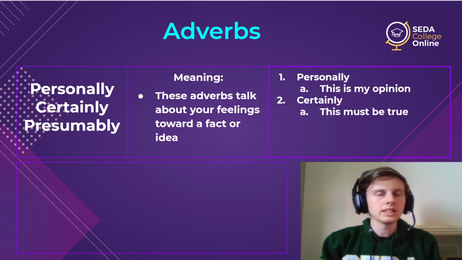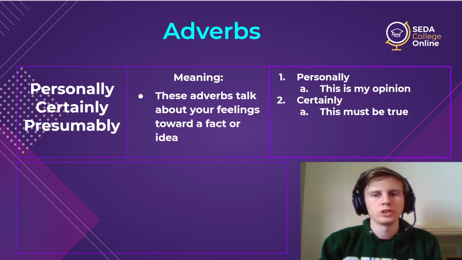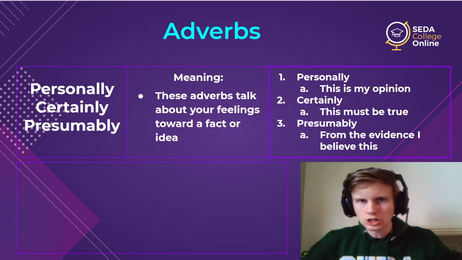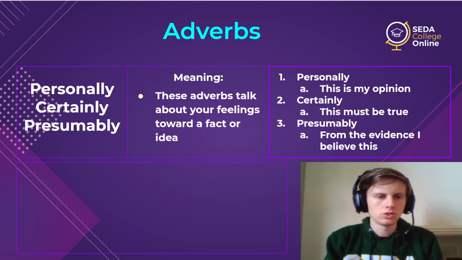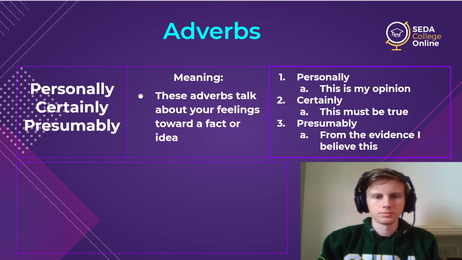Certainly means this one must be true. This one's based on my knowledge. From my knowledge, I know this must be true. There's no other option. And then presumably, this one is from the evidence I have from the situation around me. I believe that this is the case. I believe that this is true. So they're going different ways.